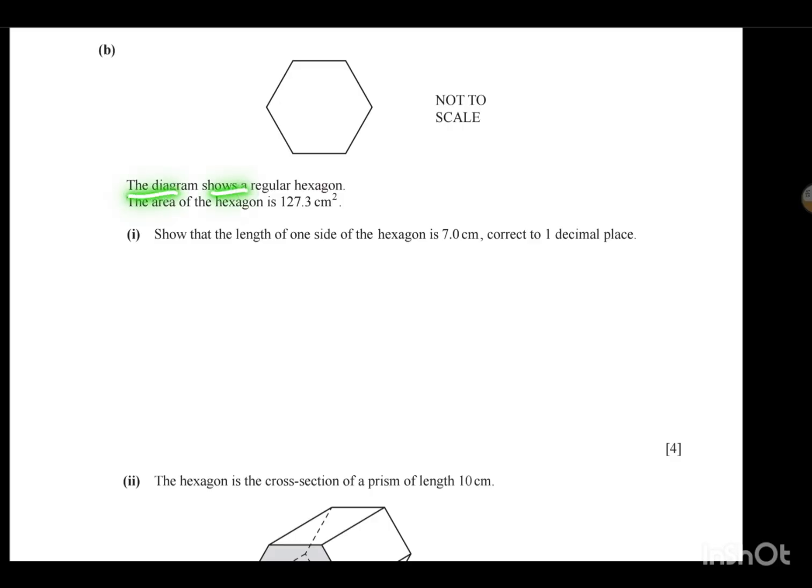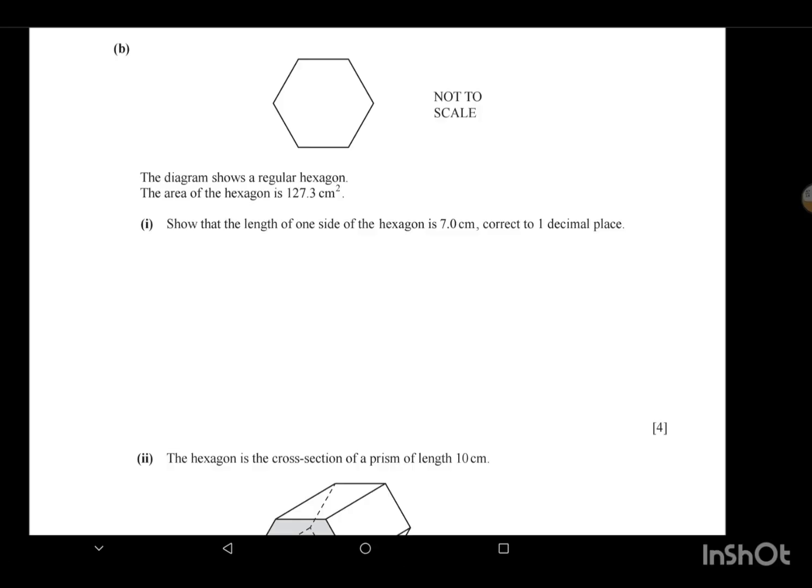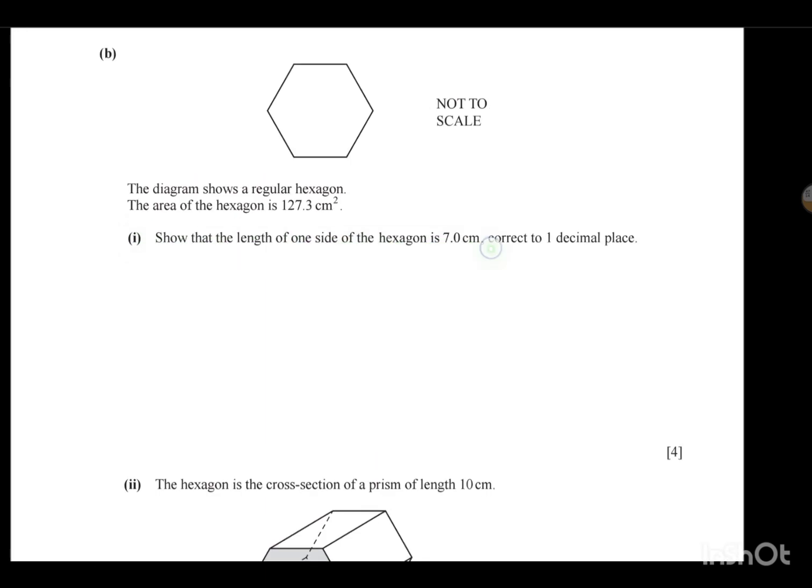Question number B. The diagram shows a regular hexagon. Area of the hexagon is 127.3 centimeter square. Show that the length of one side of the hexagon is 7 centimeter, correct to one decimal place. So here the area of the hexagon is given, 127.3. It's a regular hexagon.